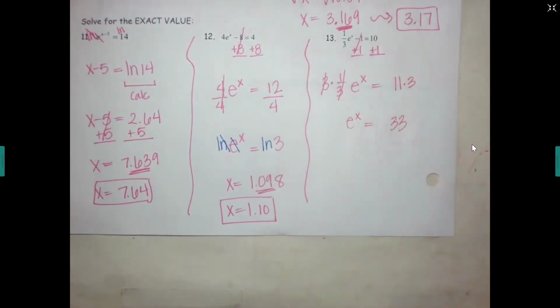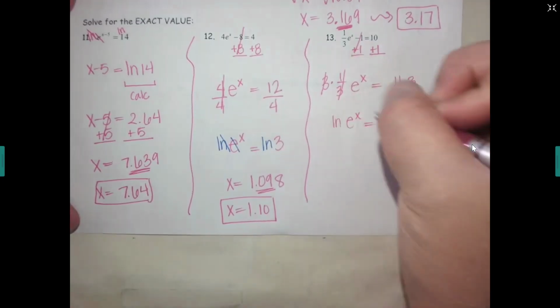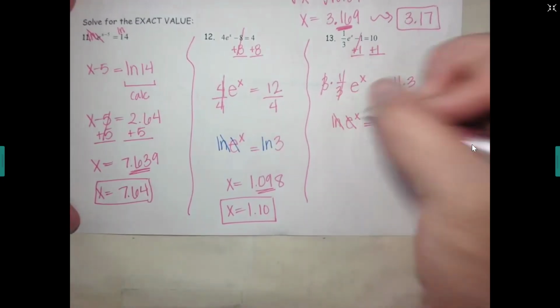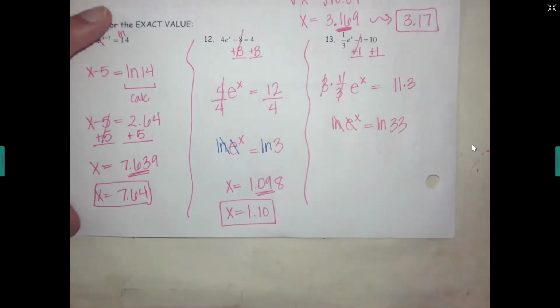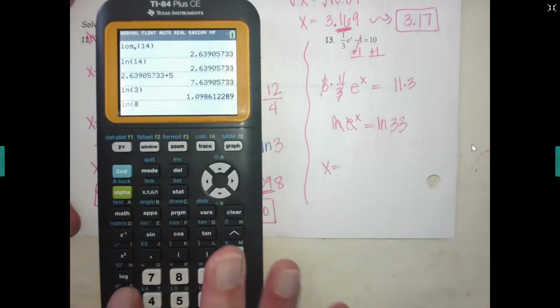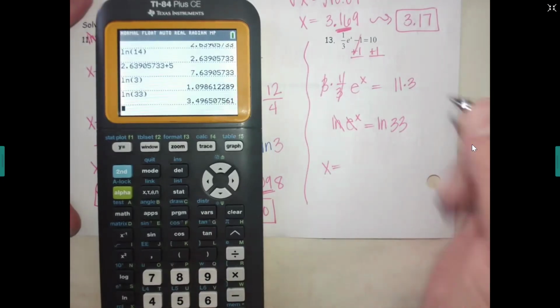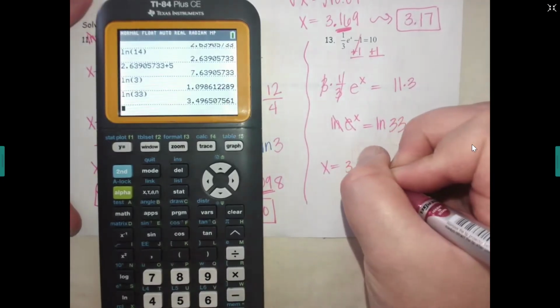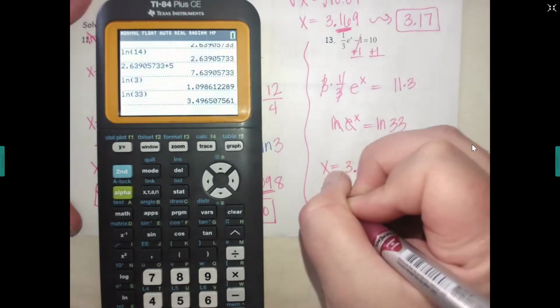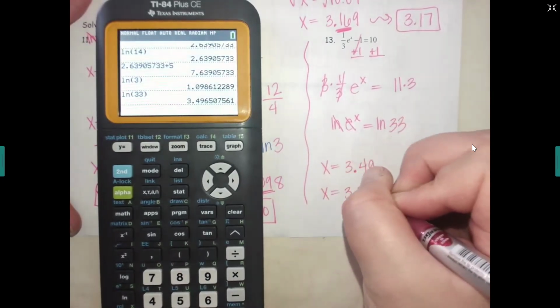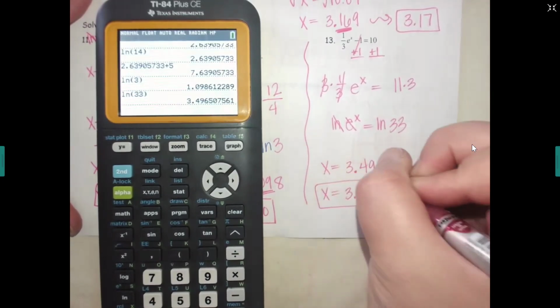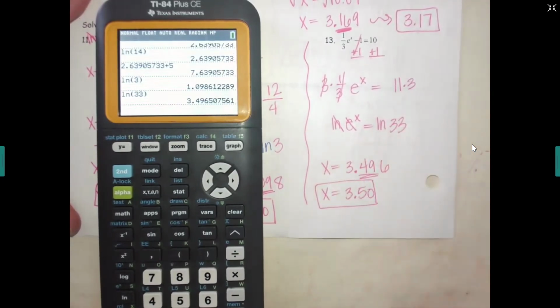And then if I want to get rid of a base e, ln both sides. And remember, you have that little shortcut for that on your calculator. 3.496. Okay? So that'd be 3.49 followed by a 6, which would round to 3.50. Okay?